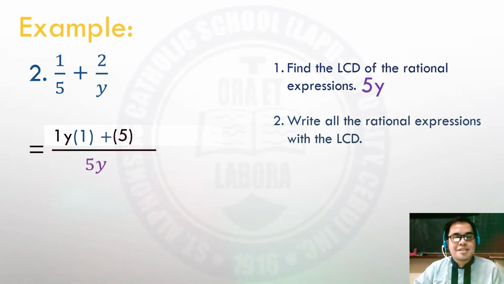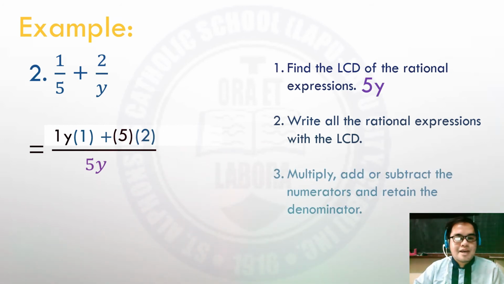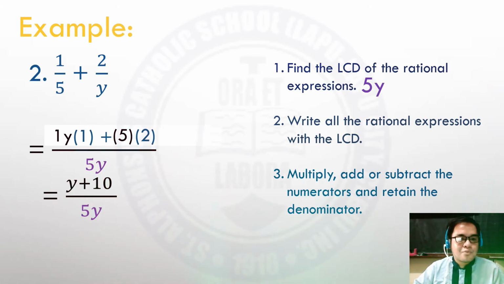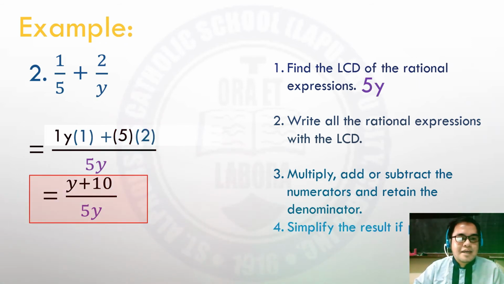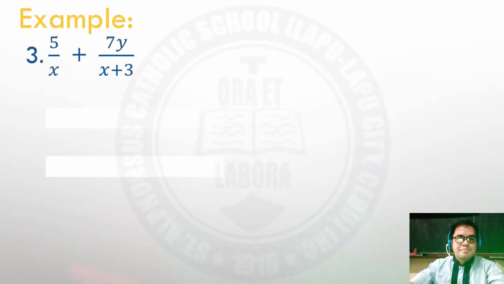Multiplied by the numerator in our second term, which is 2. And you simplify them further. So y times 1, the answer is y, plus 5 times 2, the answer is 10 over 5y. And this is our final answer. For example number 3.